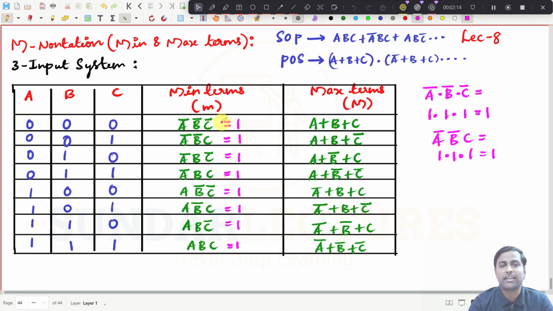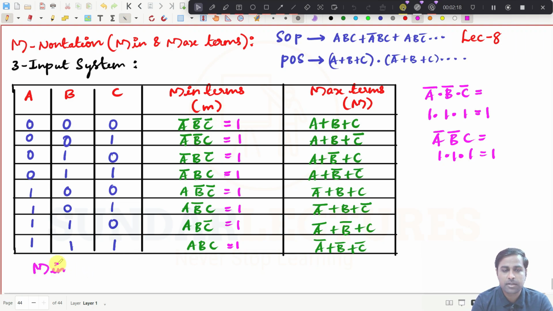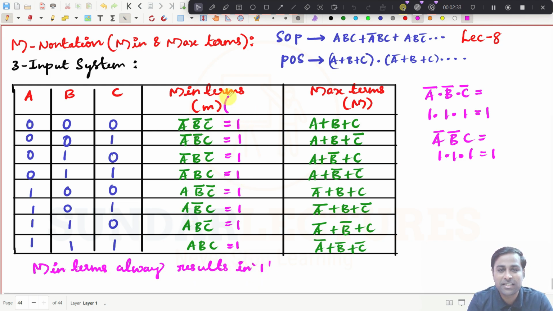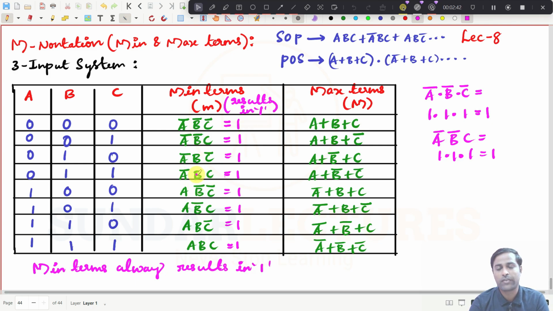So the thing is, I will write here min terms always result in 1. That is the whole idea. See, this one results in 1. That means the high, always true functions, right? That is the whole idea you have to understand for the min terms, right?